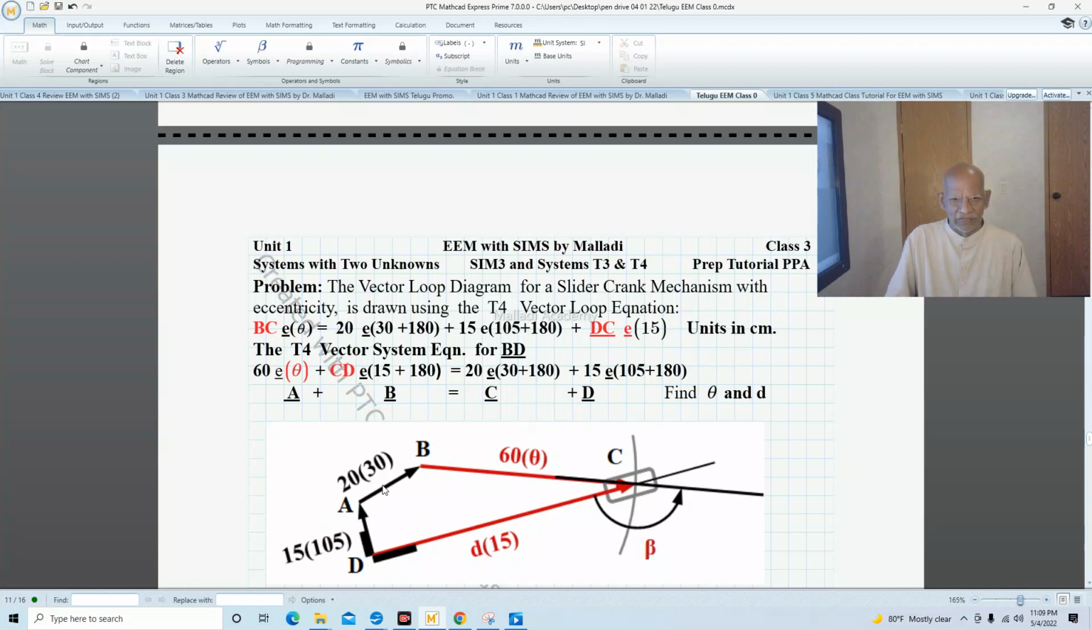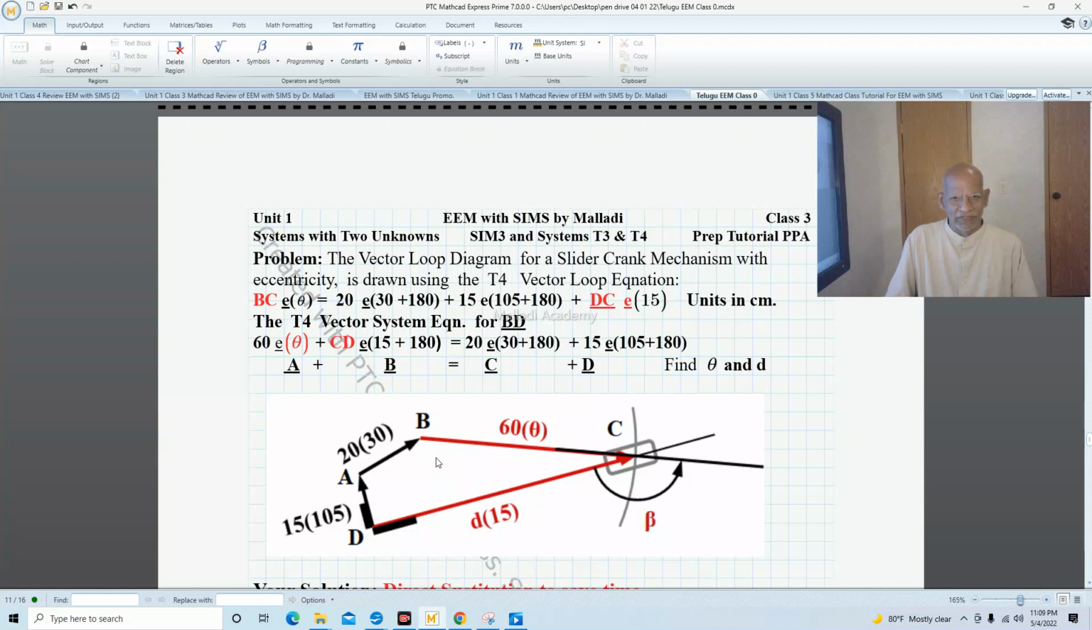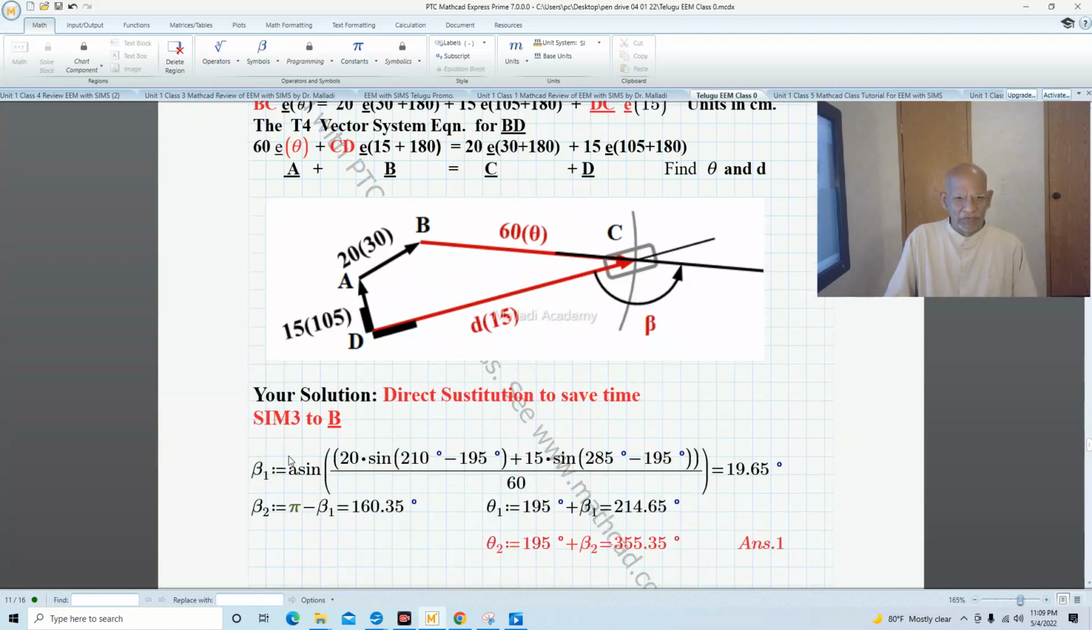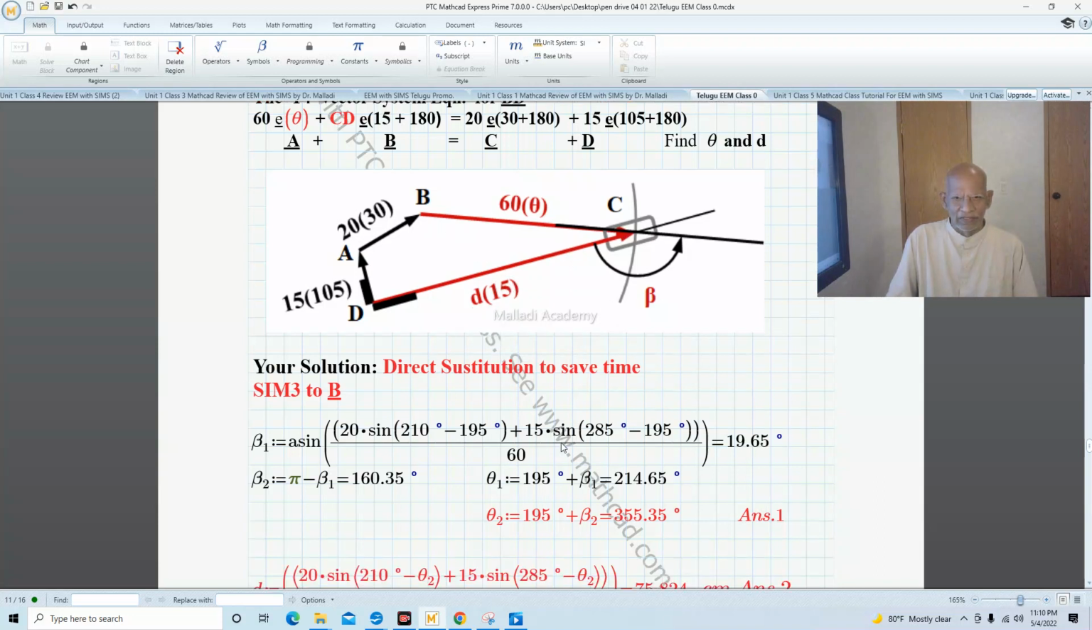In fact, I solved this problem only when I was doing my PhD at Oklahoma State University, and it was a very roundabout method. But I made it extremely simple using the sim. You can see I have used this formula to find out arc sine, which has two values, and I use that to find out the angle of this connecting rod. So see, it is 214 and this one, so this is the angle. So that's the answer one.